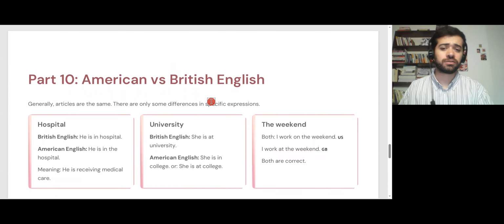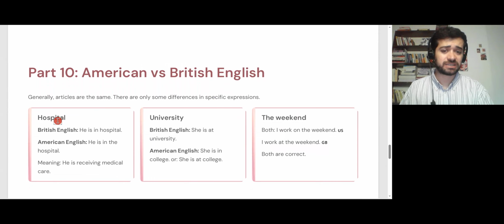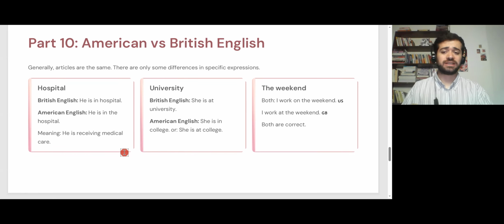Okay, American versus British English with hospital, university, and the weekend. Generally, articles are the same. There are only some differences in specific expressions. Like what? In British English, we say he is in hospital. Okay, but in American English, we say he is in the hospital. He is receiving medical care. That's the reason. She is at university. That's British. In American English, we say she is in college or she is at college. Okay, that's a different name.